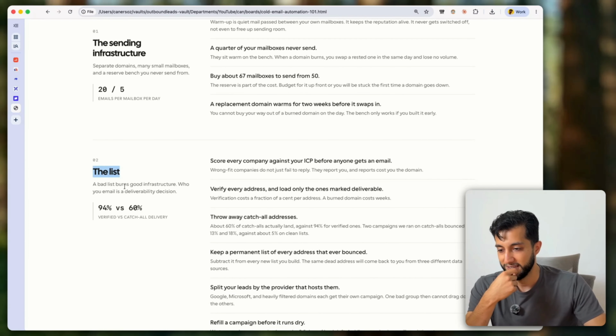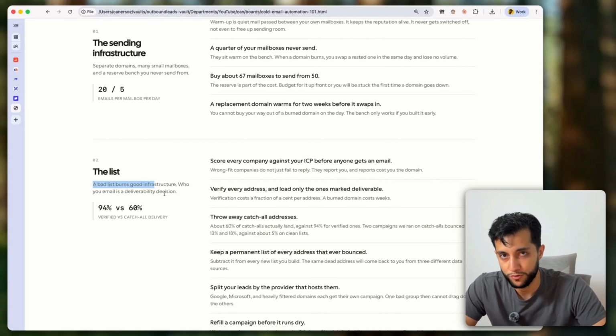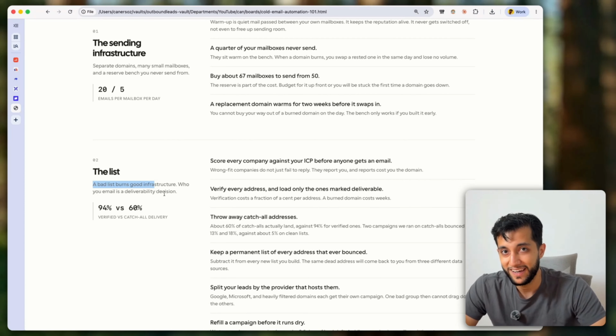Yes, so the list. A bad list burns good infrastructure. Who you email is a deliverability decision. It's extremely important, actually. It is super important because if you email the wrong people, they are all going to mark you as spam. So you need to make sure that you're emailing only the right people. That is super, super important.